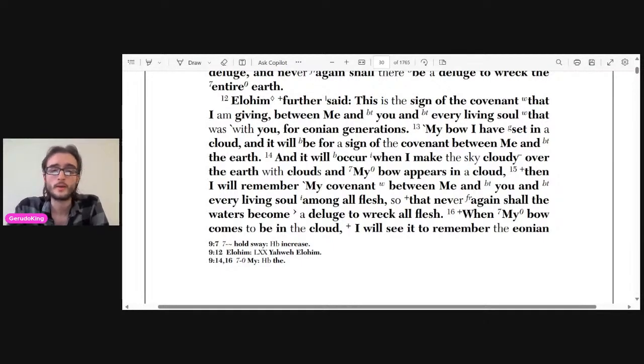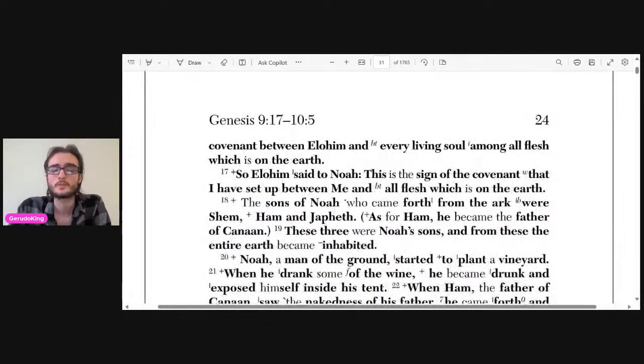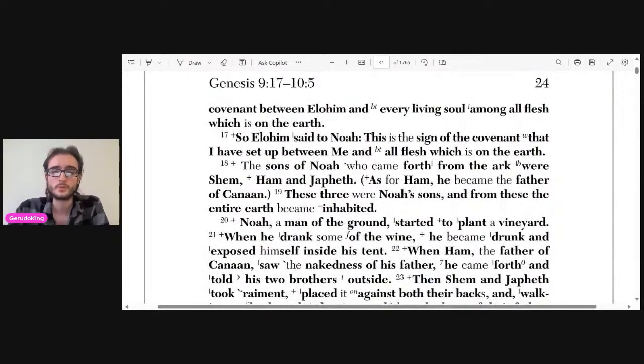Then I will remember my covenant between me and you and every living soul among all flesh, so that never again shall the waters become a deluge to wreck all flesh. When my bow comes to be in the cloud, I will see it to remember the aeonian covenant between Elohim and every living soul among all flesh, which is on the earth. So Elohim said to Noah, This is the sign of the covenant that I have set up between me and all flesh, which is on the earth.